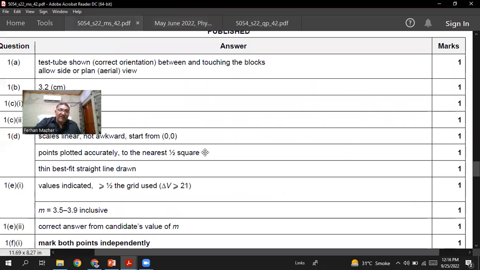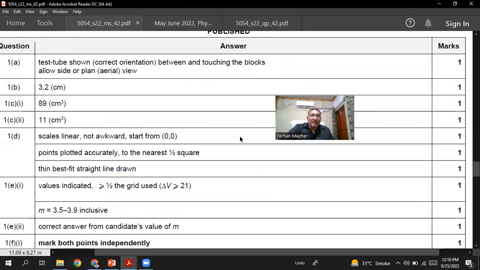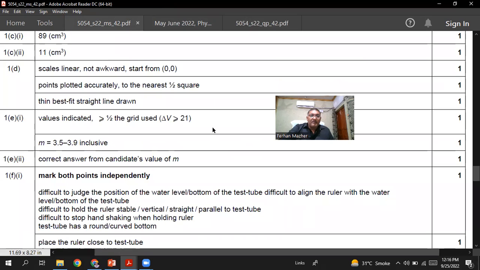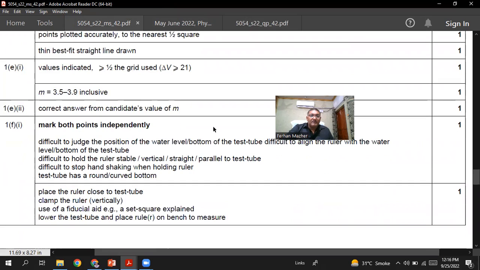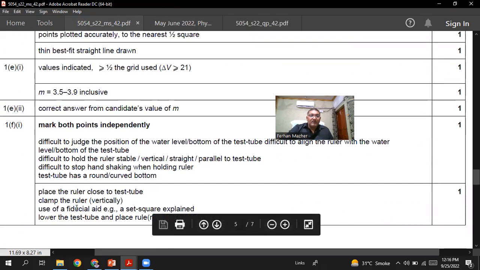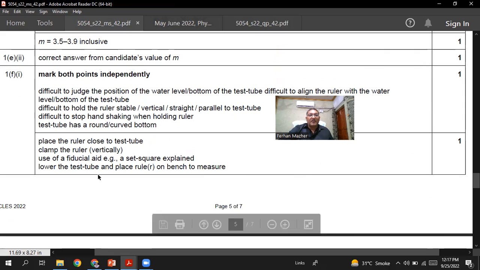So let me show you the marking scheme. These are the answers.